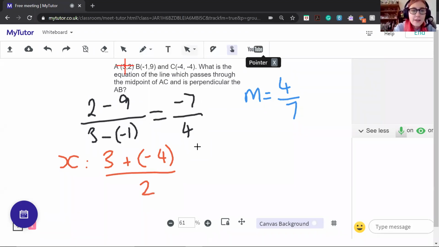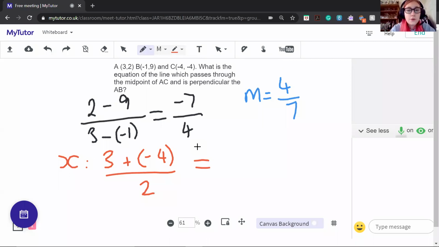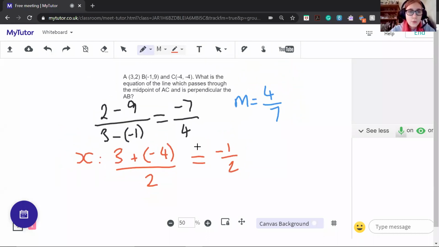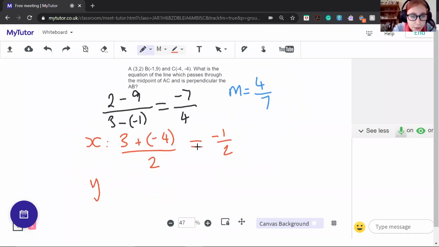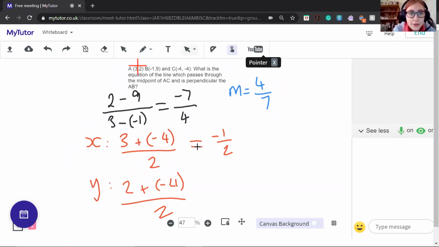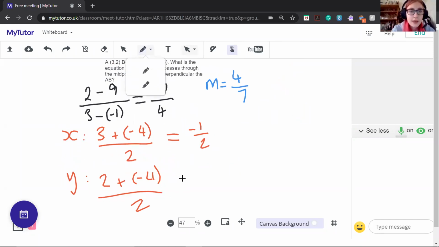So there, I've taken the x value of A and the x value of C, because we're looking for the midpoint of AC, and divide that by 2. And that's equal to -1/2, because 3 minus 4 is -1, sorry. And the y value of our midpoint is going to be 2 plus -4 divided by 2. So again, I've taken the y value of A and the y value of C, added them together and divided it by 2. So that's going to give me -1.